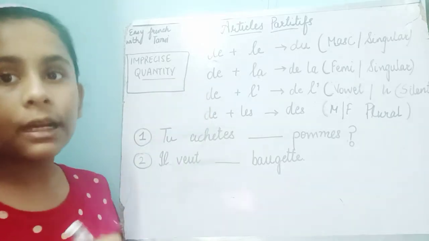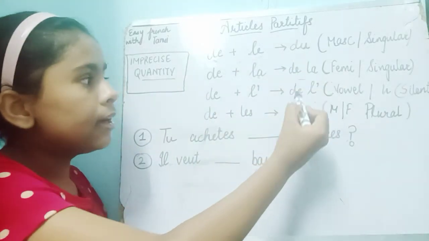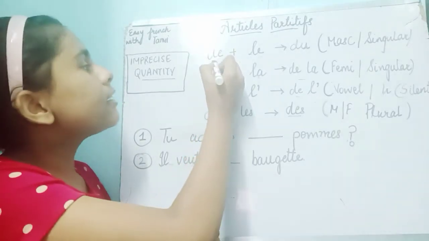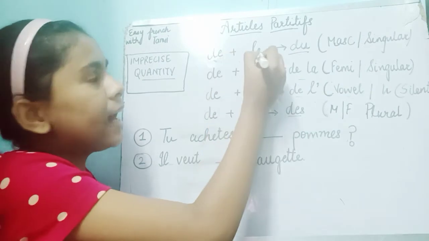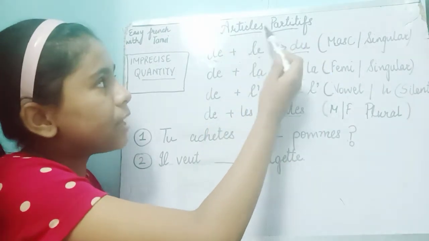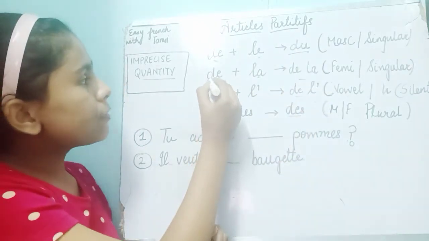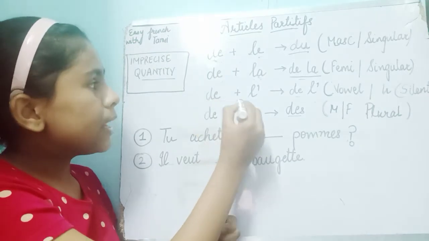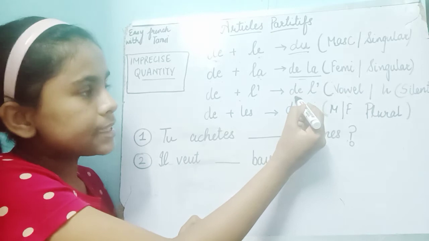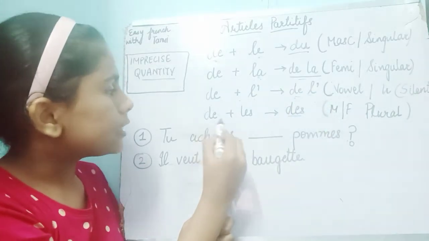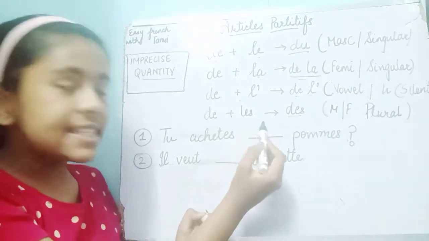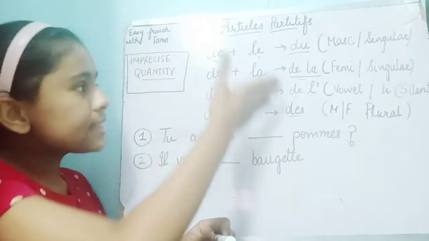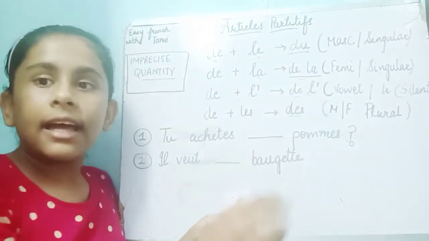So the partitive articles are du, de la, de l', and des. The article du is formed when we add de and le. If we add de and la, then we form de la. When we add de plus l apostrophe, it forms de l'. When we add de plus les, it forms des. Let's see where these articles, du, de la, de l', and des, are applied.